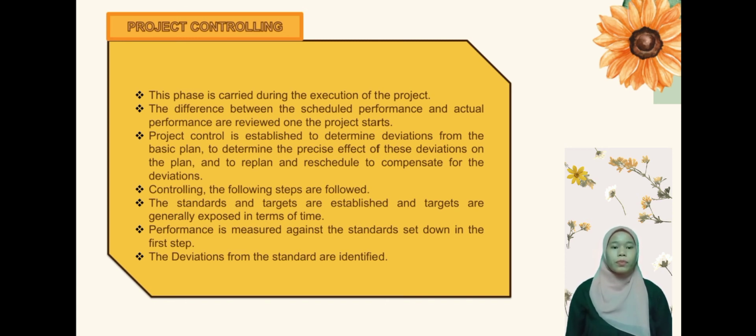Okay, controlling has the following steps. The standard and target stability and target are generally expressed in terms of time. Then performance is measured and compared against the standard set down in the first step. The deviation from the standard is identified.